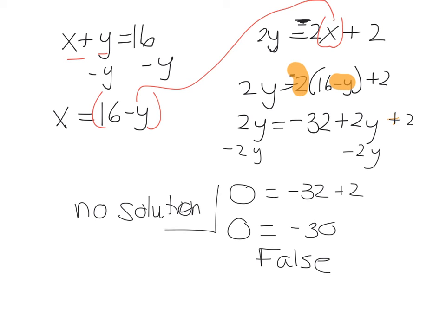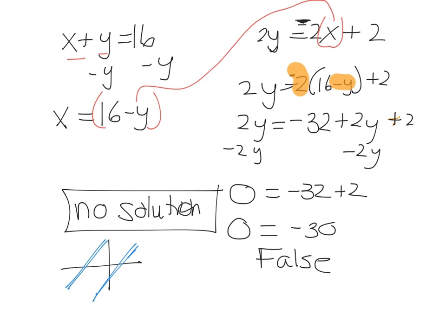So thinking back, what did no solution mean when we were graphing? It meant that if we were to graph these two lines, they would be parallel lines and they would never intersect.